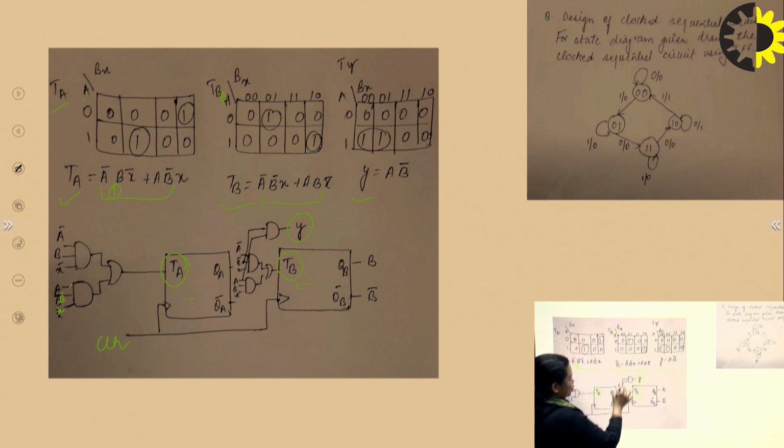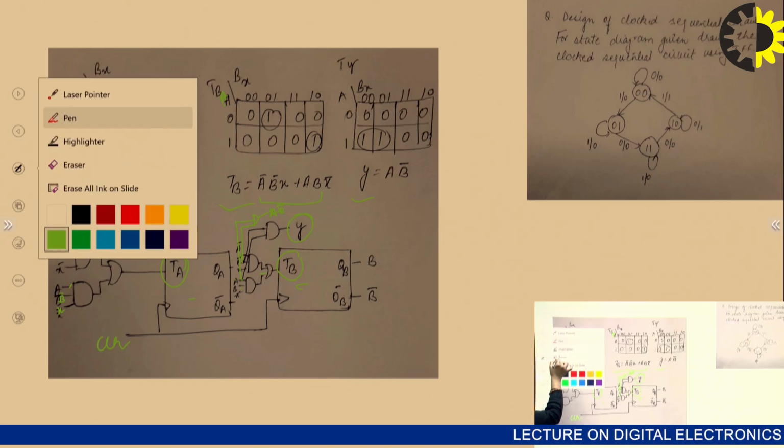So I am using 2 AND gates: A bar, B bar, X plus A, B, X bar. These 2 are fed to an OR gate to make a complete expression for TB. So this is TB, and for Y you are using AB bar. So directly you can put AB bar. So for A you are getting this A, and for B bar you directly use B bar, right? So this is for Y. So I think this is clear to you.